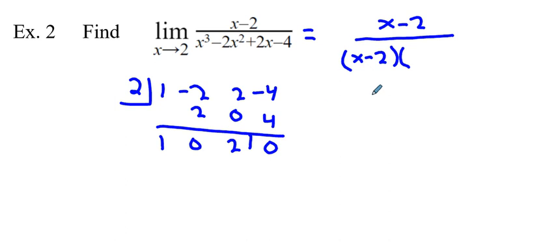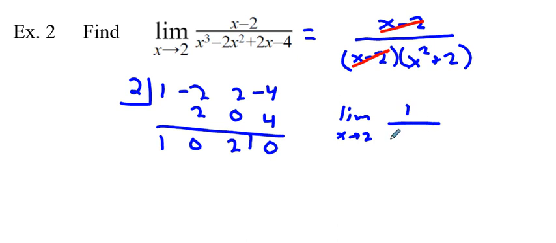Times, from this part, 1 over x squared plus 2. All right, now, at this point, we can do some simplification. So what we're left with is the limit as x approaches 2 of 1 over x squared plus 2. And at this point, now we can use direct substitution and plug that 2 in for x. Well, that's going to give us 1 over 2 squared, which is 4, plus 2. That's going to give us 1/6.